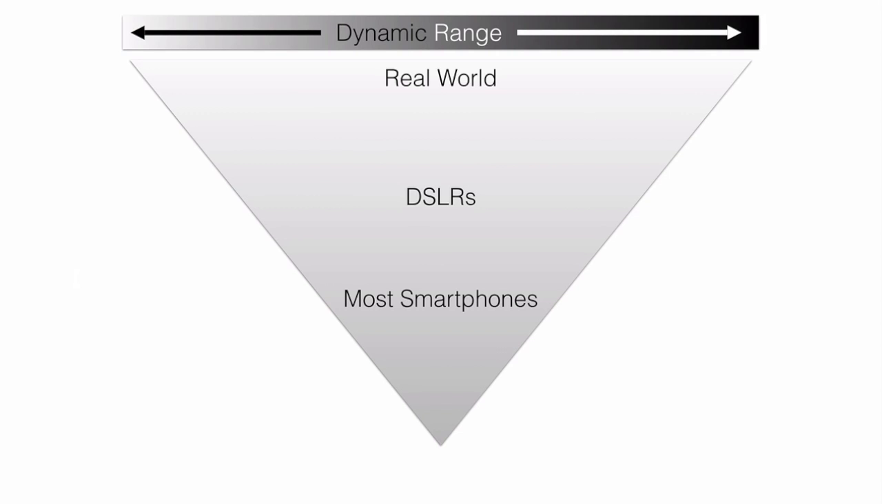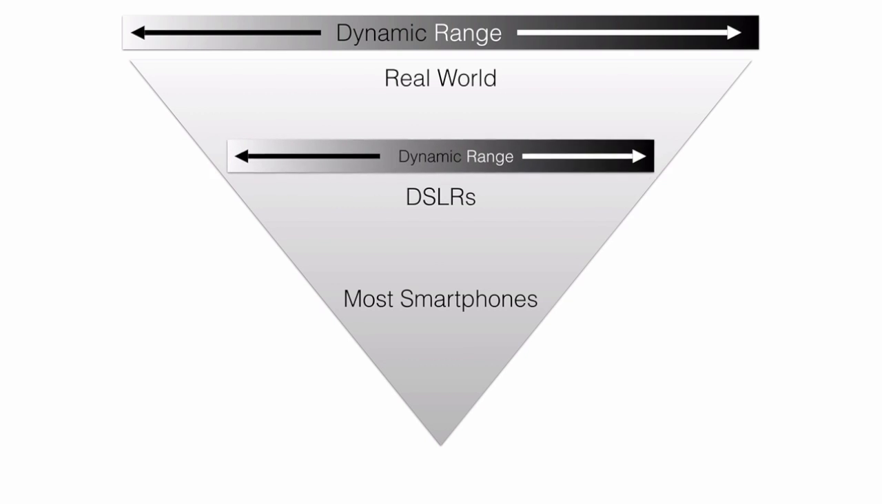And so what you want to do is get your exposure exactly right, so the limited dynamic range of the smartphone is optimally capturing the real world. So there's the dynamic range for DSLRs, there's the dynamic range for smartphones, much narrower.